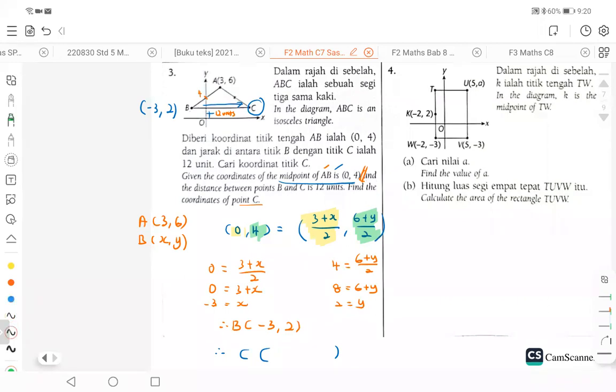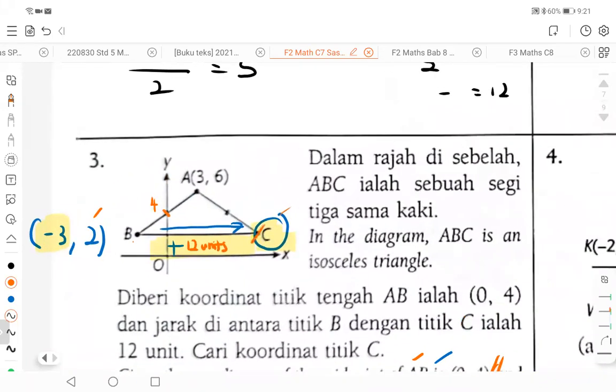See again here. C is 12 units away from point B, right? So negative 3 plus 12. Negative 3 plus 12 is 9. 9, comma. Then they are at the same height, the same level. So the y coordinate will be the same. So (9, 2). Positive. You see, it makes sense, because point C is on the right side of the y-axis. So it cannot be -9.